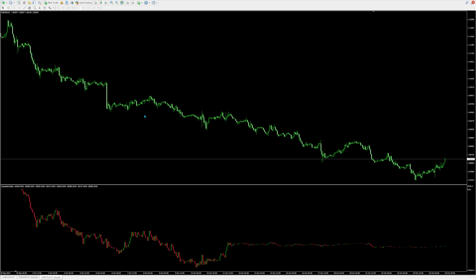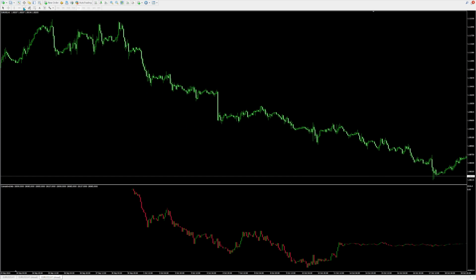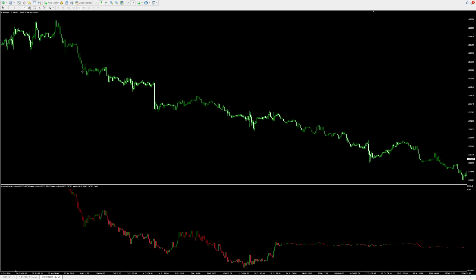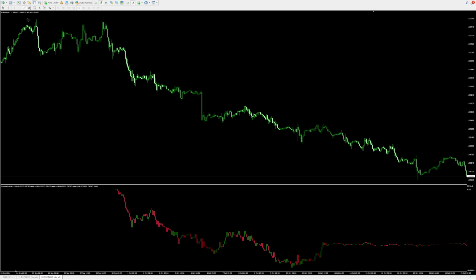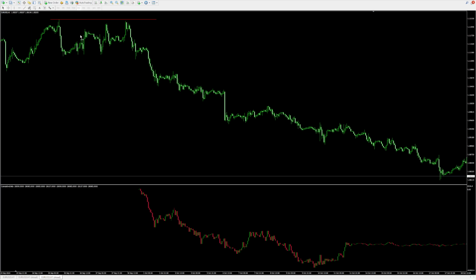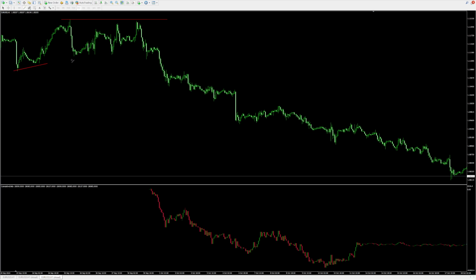As you can see here, we're clearly in a downtrend. This is the MT4 trading platform that I'm using. I've got the cumulative delta indicator installed, which I found online for free. We can see that the market reached a resistance point here. We had this wedge pattern forming, or this ascending channel if you like, and a triple top formation as well, because the resistance was tested 1, 2, 3 times.